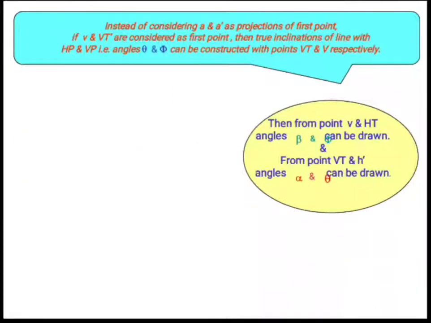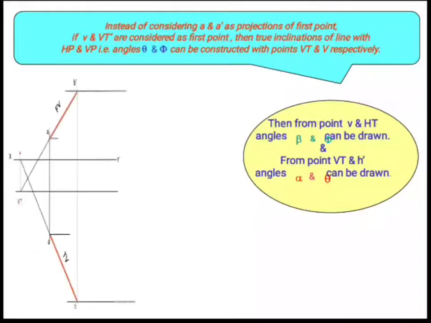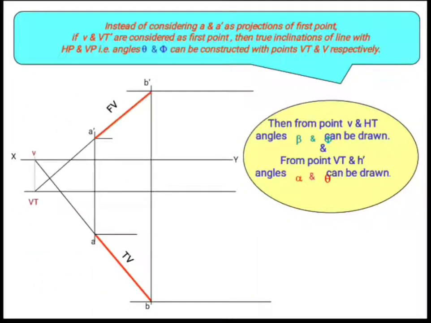Dear students, now we are going to learn another concept. Here you can see the line A dash B dash is the front view and AB is the top view. The top view is extended to get the intersecting point on the XY line, V, and point V and VT will be on the same vertical projector, and A dash B dash can be extended to get the point intersected at VT.